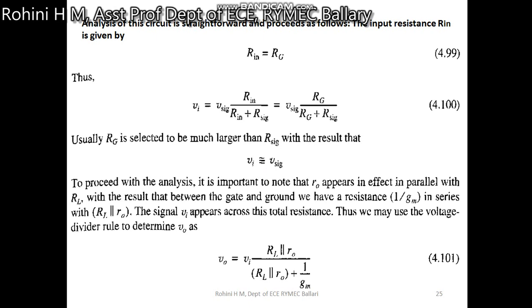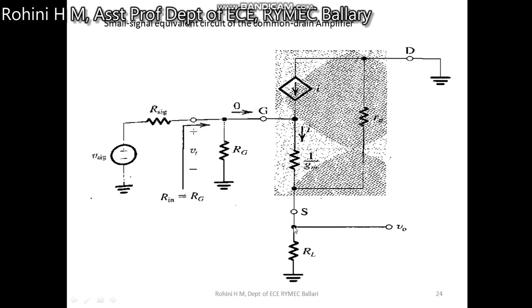Our next step is to write the output expression V out. So again we will come back to the circuit. RL has one end connected to V out. Similarly, the R0 resistance has one end connected to the same source terminal. V out is also driven from the source terminal, so RL is also connected to this terminal. The other end of RL is connected to ground. Similarly, the other end of R0 is also connected to ground. So we can say that RL and R0 are connected in parallel combination.